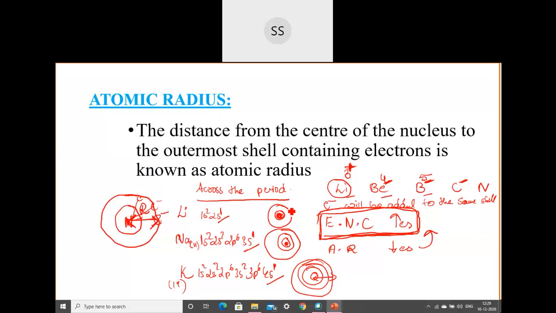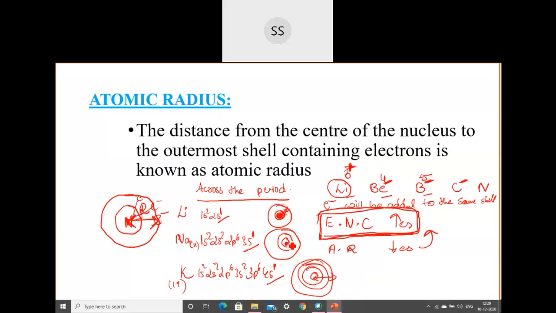Because here what happens, in the lithium case, the nucleus and the electrons are a little closer to each other, so this nucleus can hold the electron tightly, because it's not shielded by many electrons. First you have the nucleus, then you have only 2 electrons, and then it's the next shell. So these electrons will be tightly held to the nucleus.